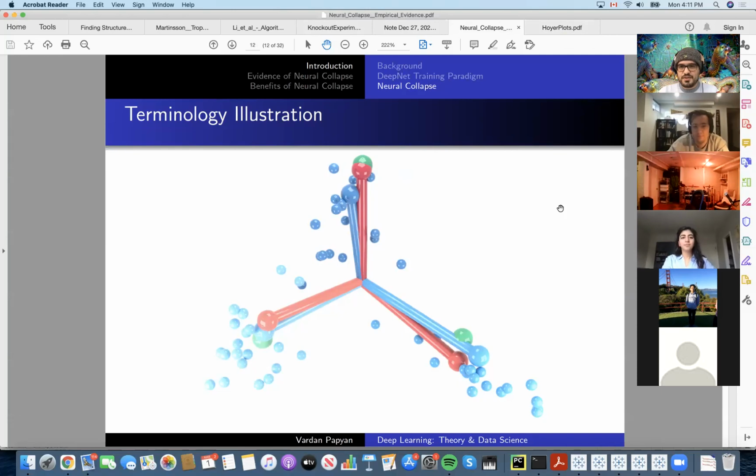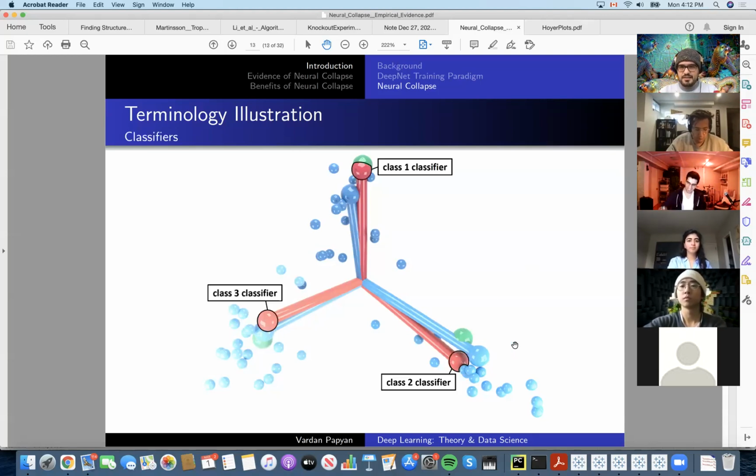Okay, cool. So welcome to Math 1510, Deep Learning Theory and Data Science. I wanted to start today's lecture with a short reminder of what we've seen in the previous lecture. We saw this plot, this illustration, and we discussed how much effort went into creating these speckles on these spheres.